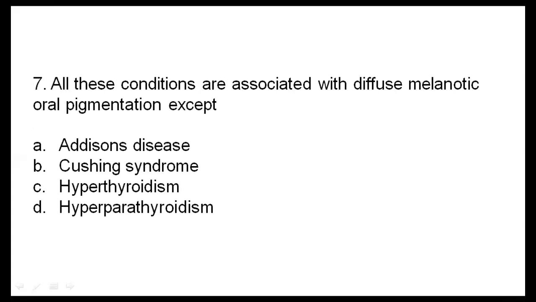All these conditions are associated with diffuse melanotic oral pigmentation except: Addison's disease, Cushing's syndrome, hyperthyroidism, hyperparathyroidism. Look at the choices carefully and tell me.